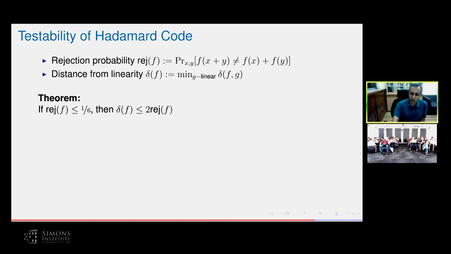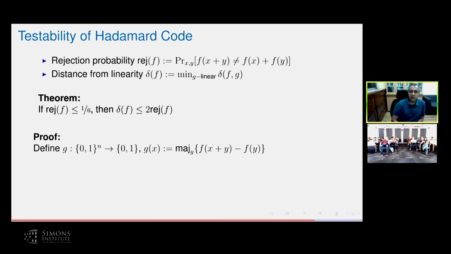And how does one typically go about doing this? If you haven't seen this, this is a beautiful proof due to Prahladh. And the proof goes like this. First, we try to come up with the candidate closest linear function. We come up with this function g: for every x, you find out what the other y's vote for x. Basically, you look at f of x plus y minus f of y. This is the vote that y gives for what f of x should be. If it were linear, this would be exactly f of x. So g of x is the majority vote given by all the y's. We define this function g of x.